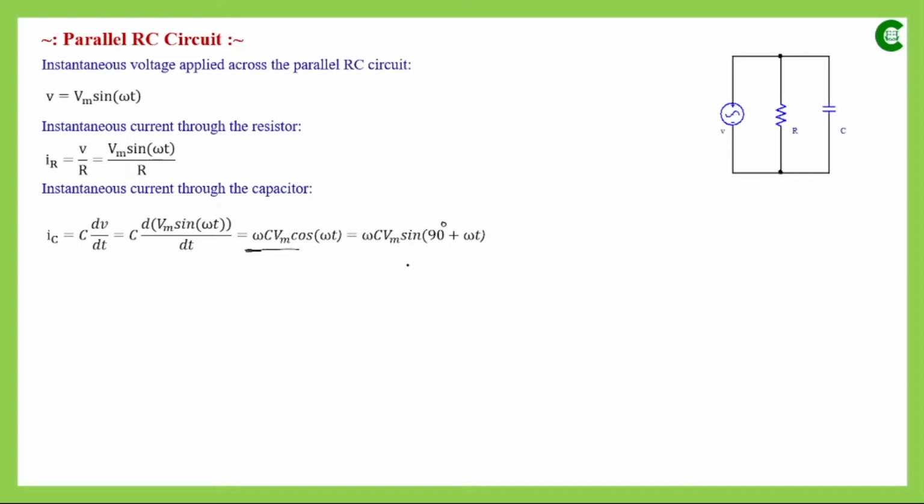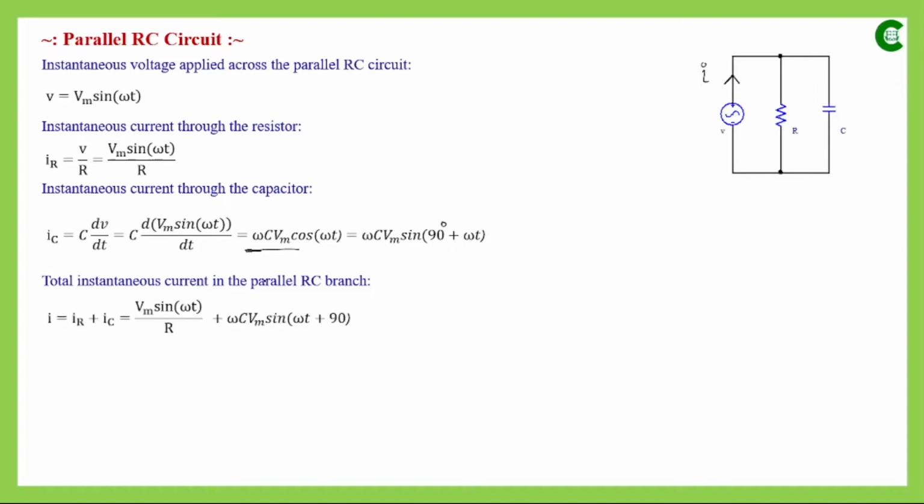Now next we will find the total instantaneous current in that parallel RC branch, that means the current that is supplied by this voltage. If we assume that as I, this current will be divided into two parts, and they will be flowing through these branches: IR and IC. So I will be the summation of IR and IC. In place of IR we put the expression that we have already obtained, and in place of IC we put omega C Vm sin of omega t plus 90 degree.